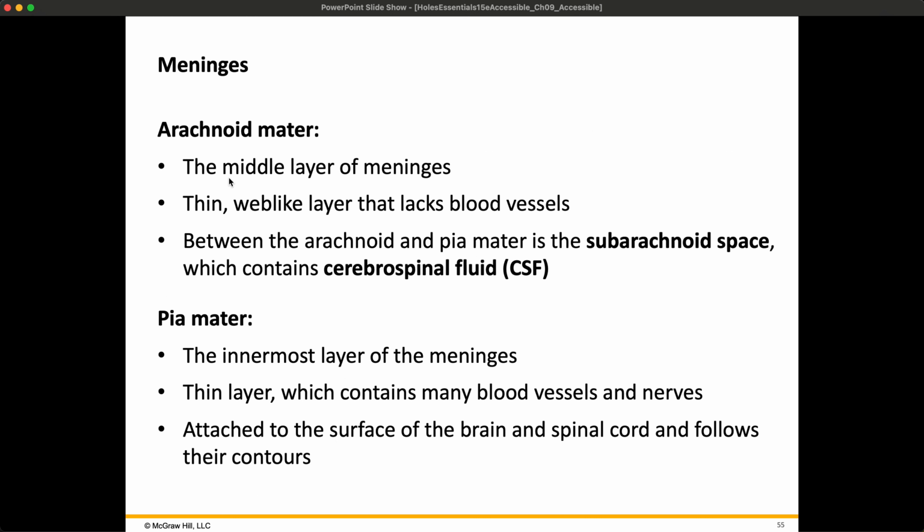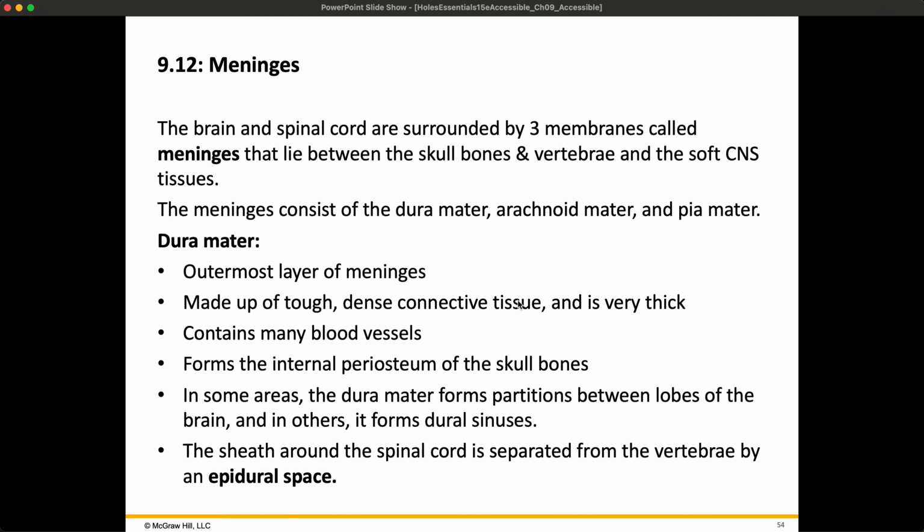The arachnoid mater is the middle layer. It has this web-like layer, so that's why it gets arachnoid, like a spider has this web-like structure. And this is where you have the cerebrospinal fluid in the subarachnoid space. Going back real quick, epidural space. The reason we do epidurals there is because it has so many blood vessels.